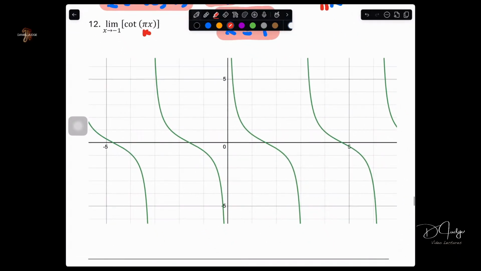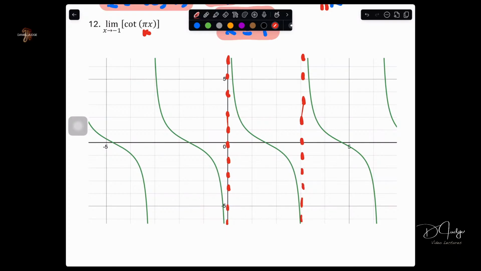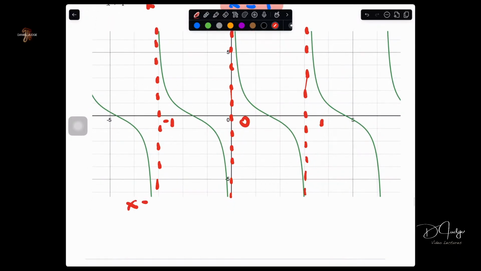So 0 to 1, here is 1 cycle of cotangent pi x. But then the other cycle is to the left over here, because there's infinitely many cycles. 1, 0, negative 1. This is where x goes to negative 1 again. X equals 0. X equals 1.